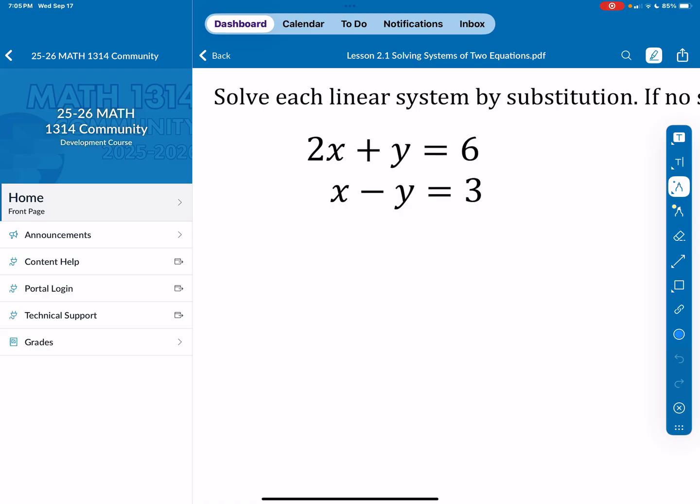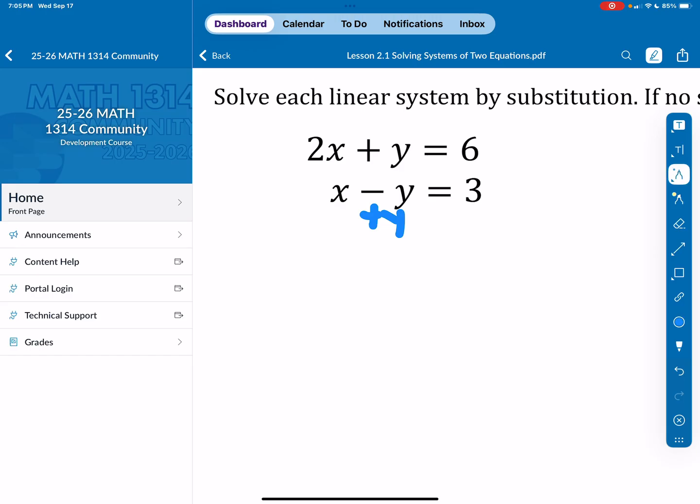So notice we have a variable here that has a coefficient of 1. We also have another variable here that also has a coefficient of 1. It doesn't matter which one we want to solve for, but we're going to solve for one of our variables to plug it in. I honestly cannot remember which one we did with the notes if you were in class, but it doesn't really matter which variable you solve for. I'm going to go ahead and solve in the bottom equation for x. So to do that, I'm going to add y to both sides.